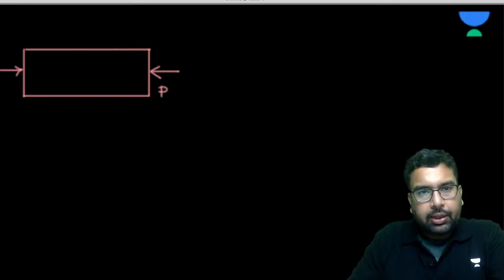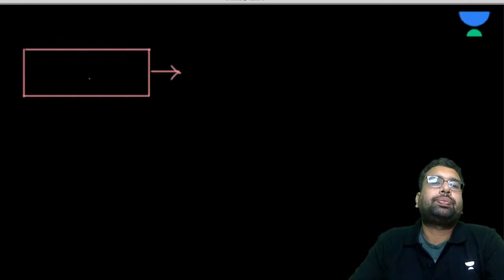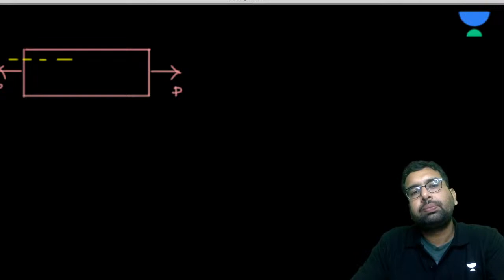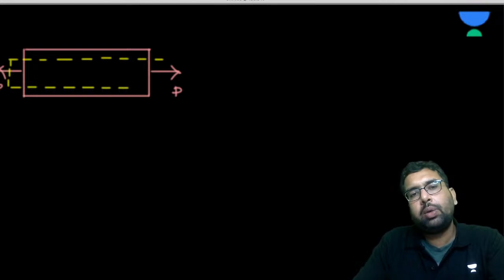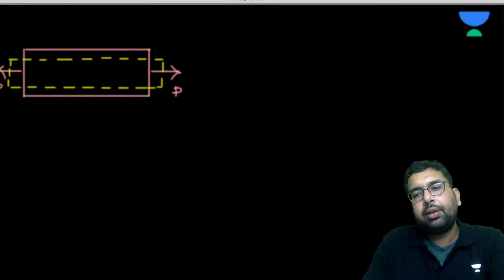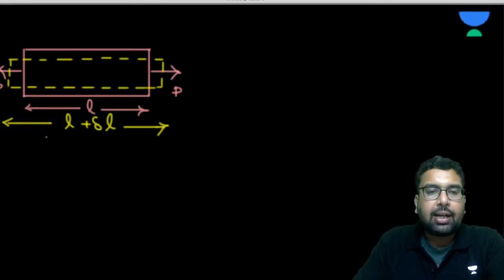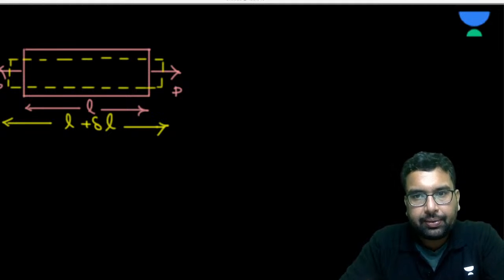Now let's suppose that this is the body. On this body, the load is applied like this. Due to this load, do you realize that this is going to get stretched? If this is L, it will be stretched and become L plus delta L, because the length is increased, right?